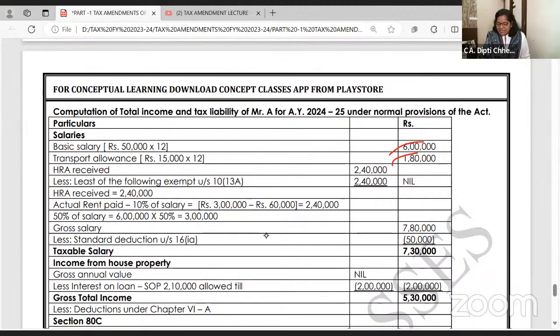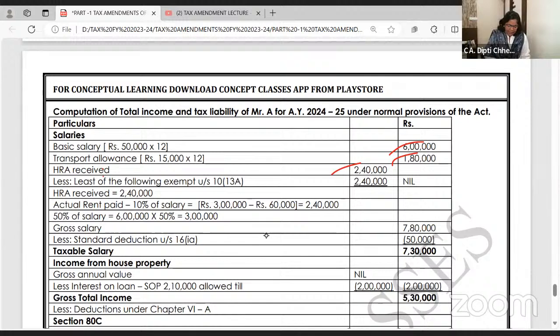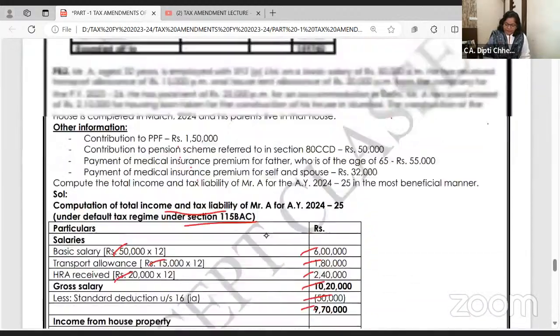Now normal. In normal you have basic, you have transport allowance. Transport allowance exemption is allowed only to handicapped, so not allowed. HRA receipt. Now, in normal, can you claim the exemption under section 10(13A)? Yes, least. Number 1, actual HRA receipt. Rent paid minus 10% of salary. What is the rent paid?